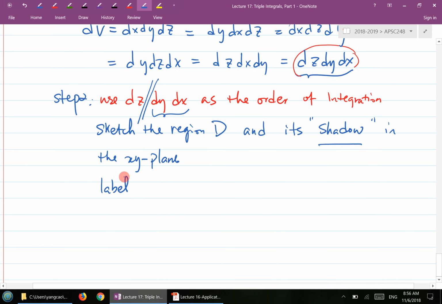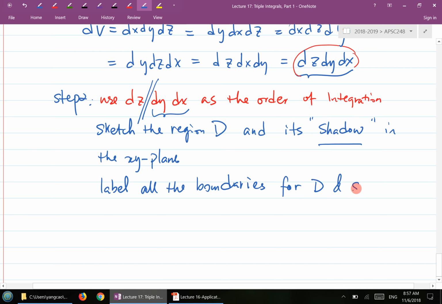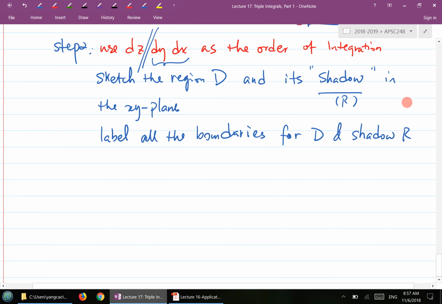And most importantly, also label all the boundaries for the D, and the shadow. Let's call the shadow R here. So label all the boundaries, and the question typically will give you the information in the boundaries here.